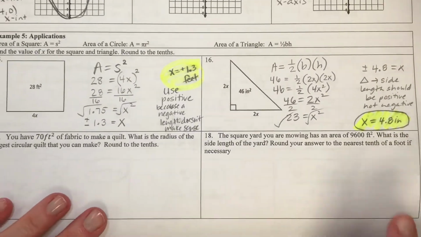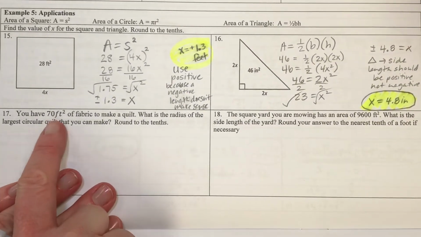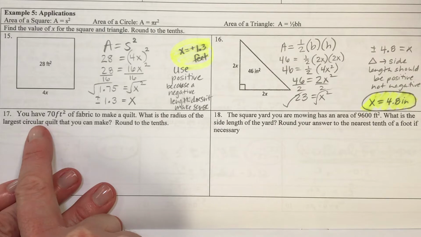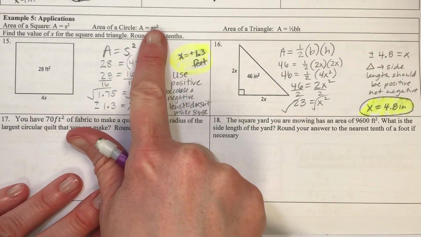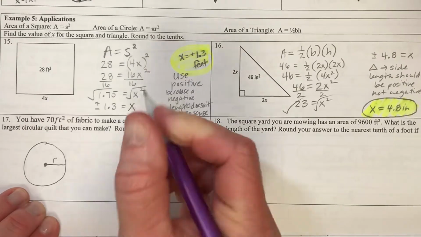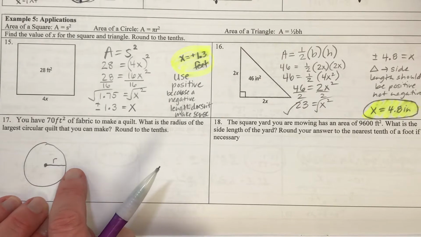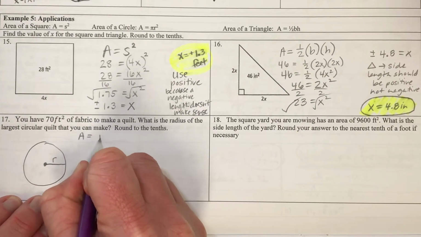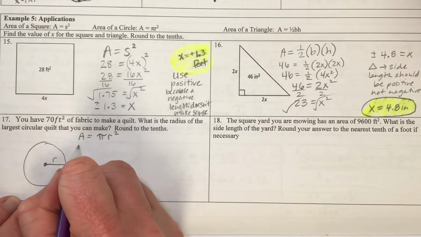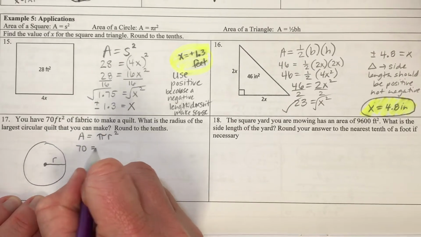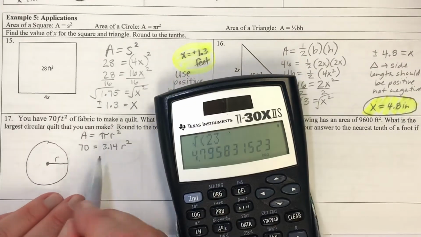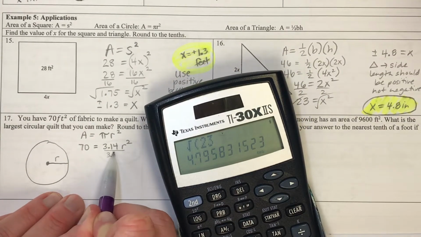Okay, now for number 17, it says you have 70 feet of fabric to make a quilt. What is the radius of the largest circular quilt you can make? And so again, I have for reference up here, the area of a circle uses what's called the radius. It's the distance from the center of your circle out to the edge. And the area is equal to 3.14, or pi, times our radius squared. And so I'm going to use 70 here for the area. I'm going to use 3.14 for pi, since I'm rounding. So now if this is being multiplied, I'm going to divide by that 3.14.